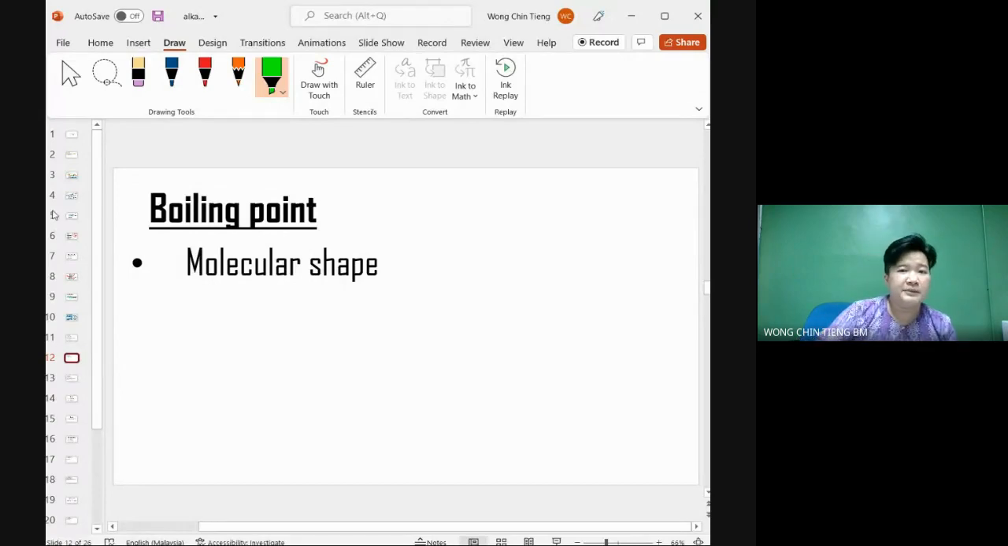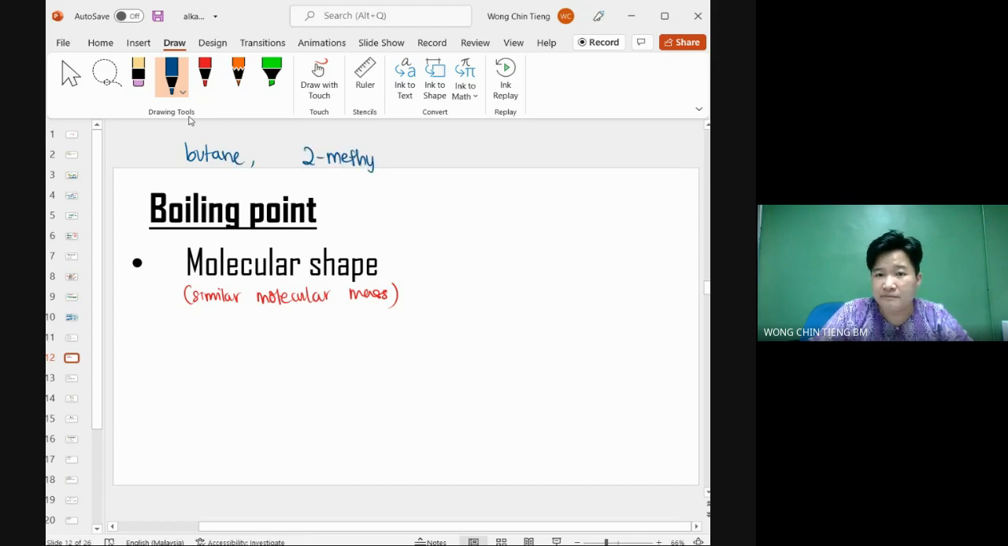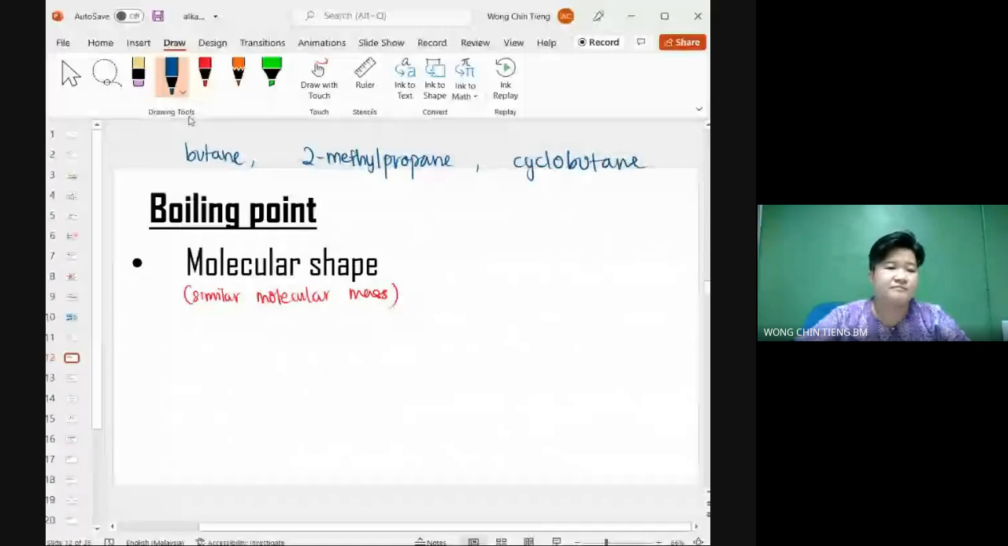Molecular shape. Bila masa kita bincang molecular shape, like I said, when we have similar molecular mass. Bila dia kena ada similar molecular mass. So, katakanlah my similar molecular mass, let's say, malasnya, tak nak panjang. 4 carbon only, cannot. Butane. And then I have 2 methyl propane. And then I have my cyclobutane.